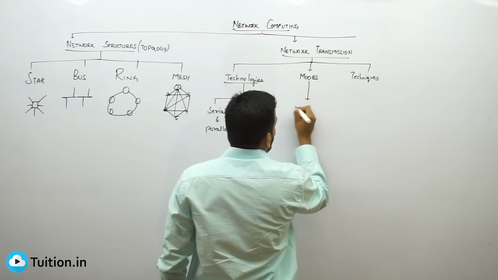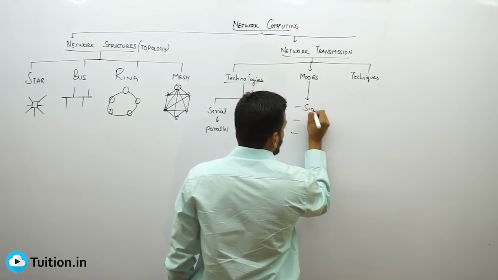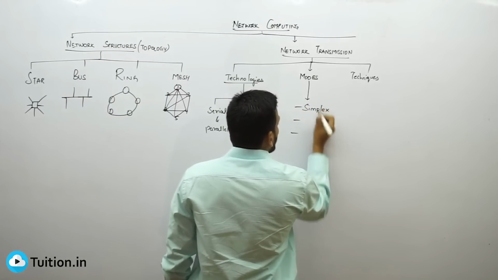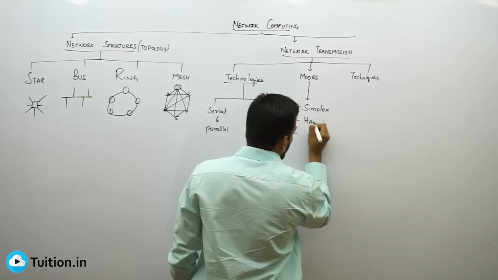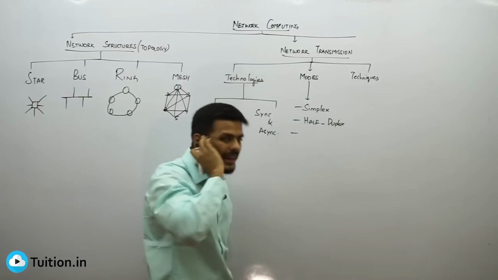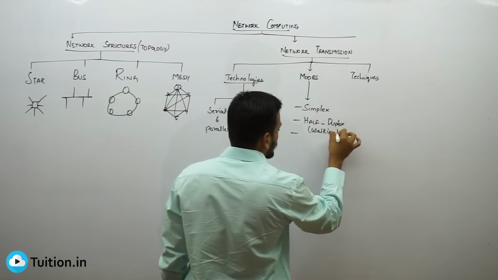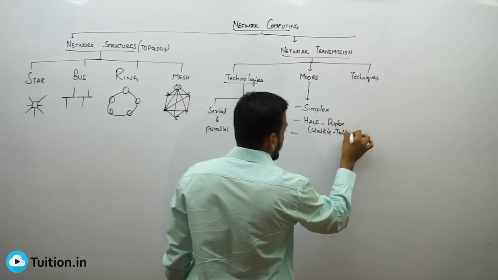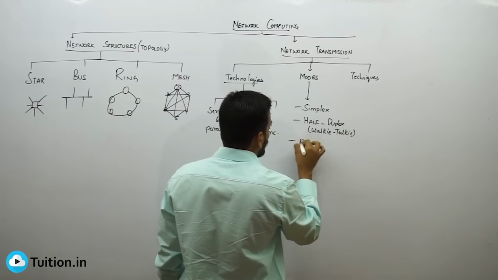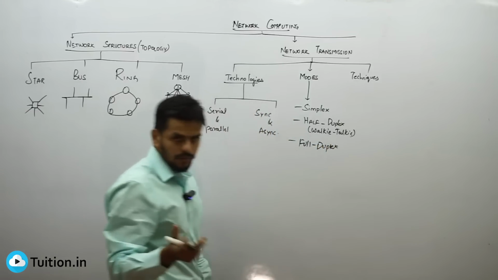Modes, I hope you know the modes. 3 modes are there. Simplex, where there is only one-way flow. Then we have half duplex, which is two-way flow, but only one direction at a time, like a walkie-talkie, right? Half duplex, walkie-talkie is a very good example. And then we have full duplex, like our telephones.